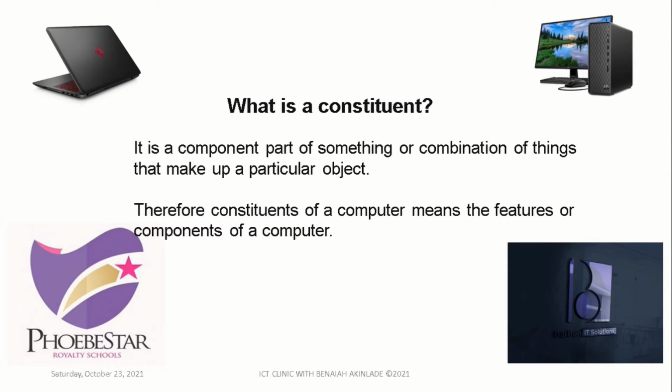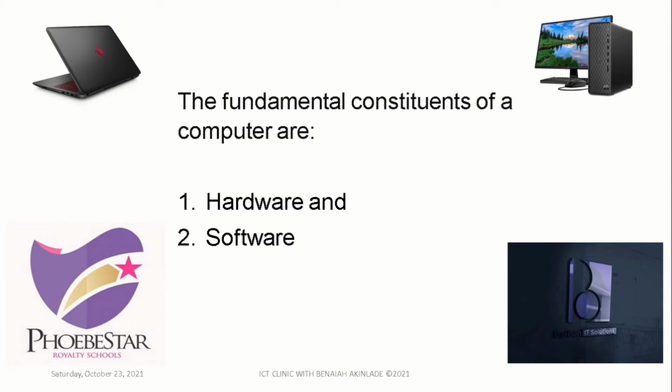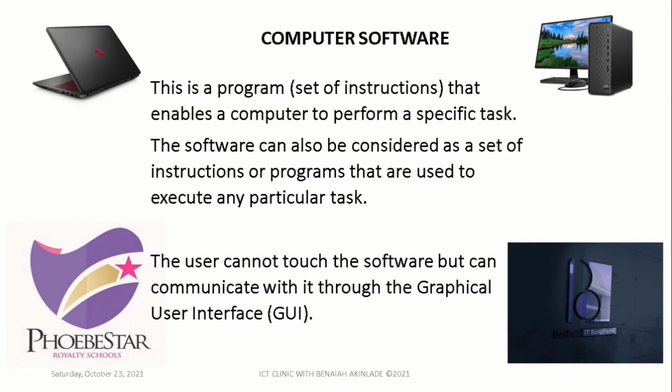identified what a constituent is as a component part of something or a combination of things that make up a particular object. So when we relate it to computer, it means we are talking about features or components of a computer. We also discussed the two fundamental constituents of a computer, that is the hardware and software. And in that second episode, we focused solely on computer hardware. So today we are taking the second fundamental constituent of a computer, which is the computer software.